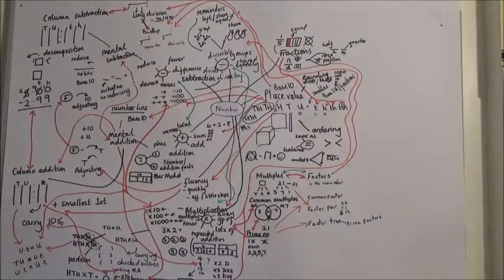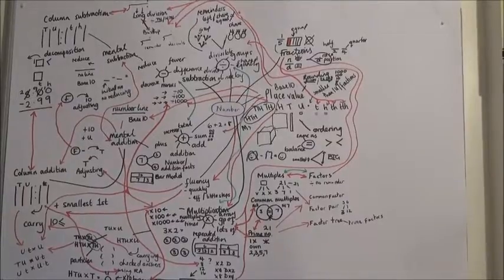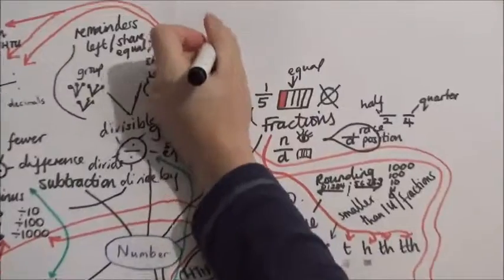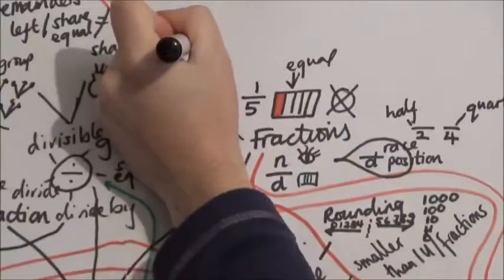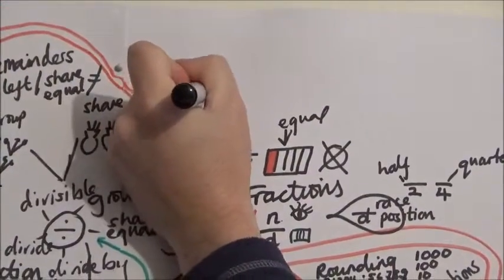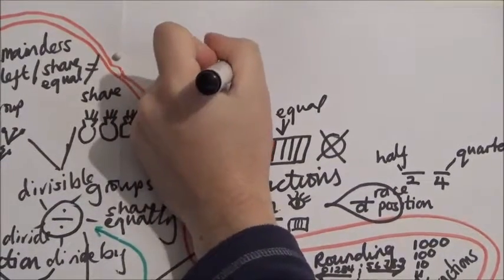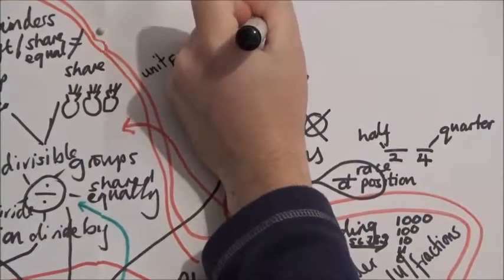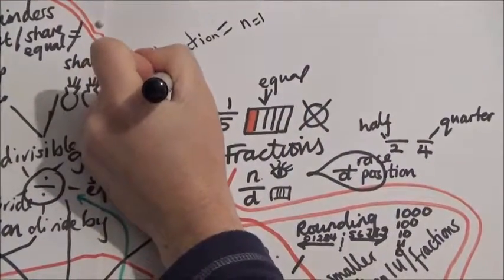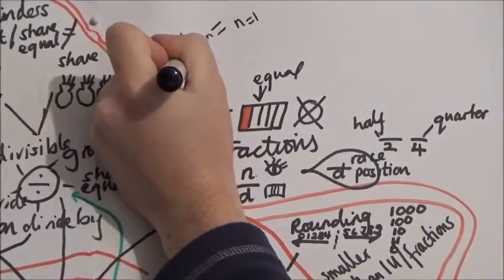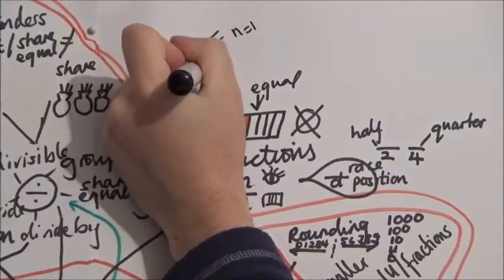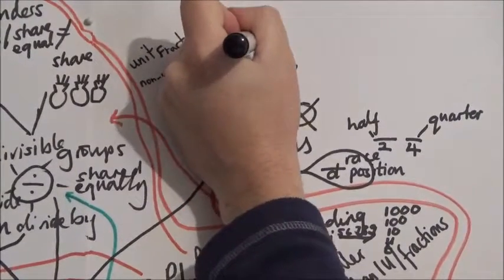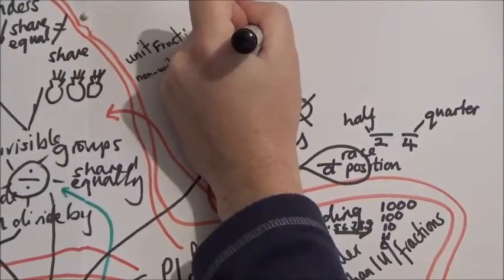Right, welcome to our ever-growing number mind map, and we're going to be zooming up to here so we can put our unit and non-unit information on. Simply put, unit fraction equals a numerator equaling a 1, and a non-unit fraction equals a numerator of anything greater than 1.